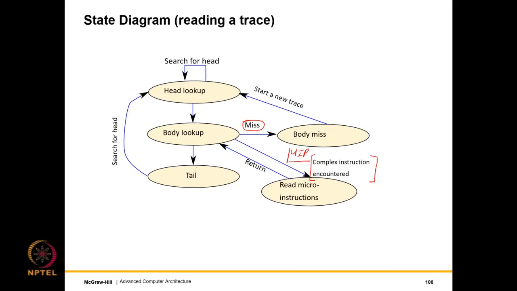And after reaching for the tail, we again search for the next head of the trace and we again read out the next trace. Alright. So this is a simple idea. As I said, let's look at it as a box of chow mein, where essentially these are the traces.